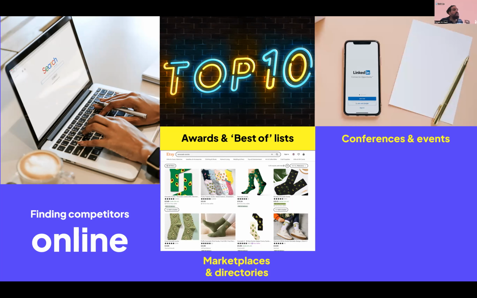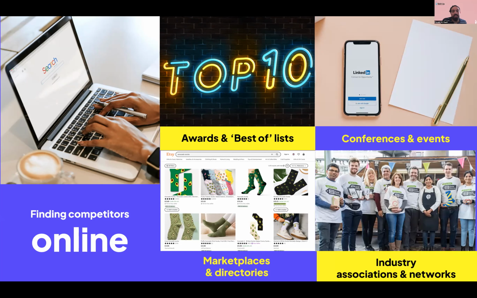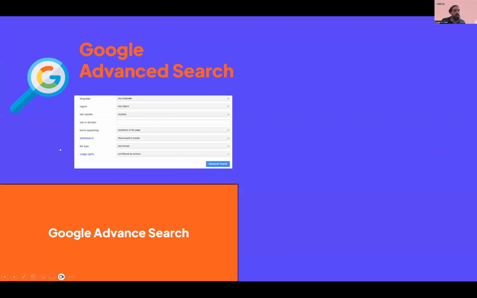Third, you can check major conferences and events to identify entrepreneurs and businesses, then visit their website to learn more about their offering. Fourth, look for industry associations or membership groups in the UK. There are so many associations for specific businesses. For example, there is Social Enterprise UK, which has a directory of businesses with social impact.